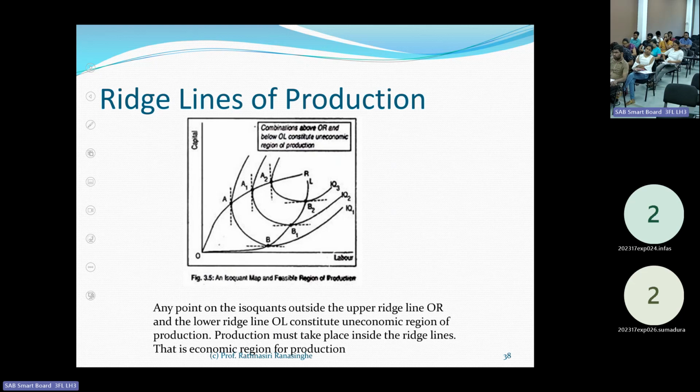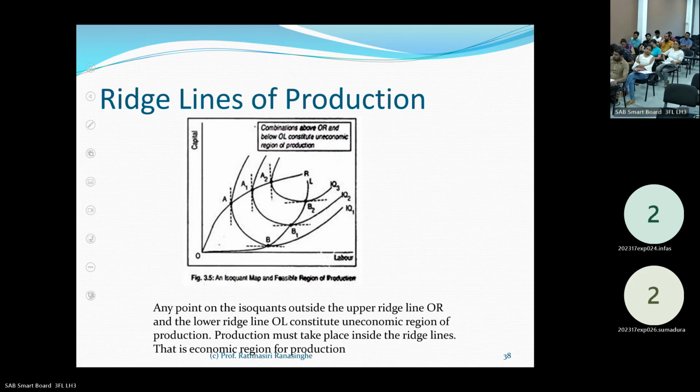And above those points, upper and then below, gives us the negative marginal productivities of the respective factor. So above A1, A2, this curve becomes backward. The isoquant curve becomes backward, so that will give negative marginal productivity.